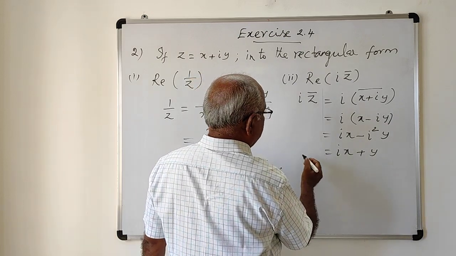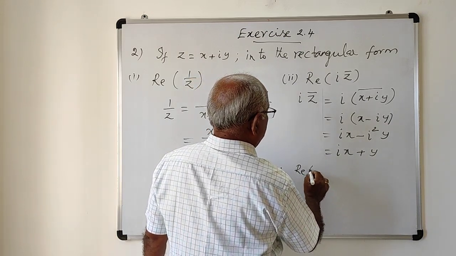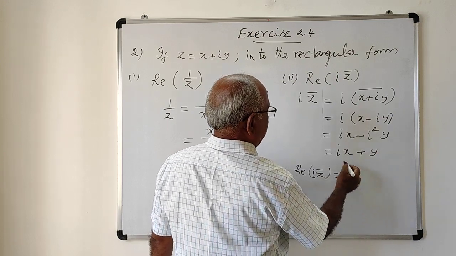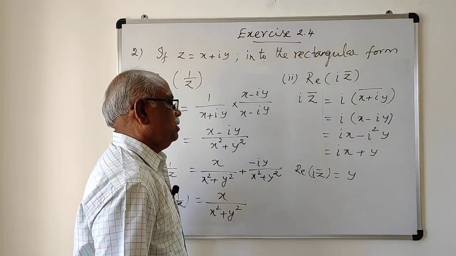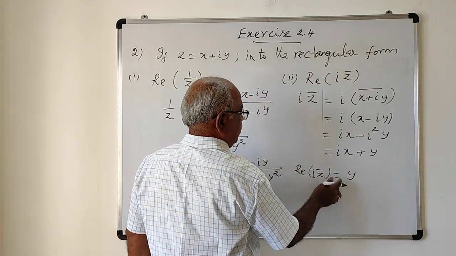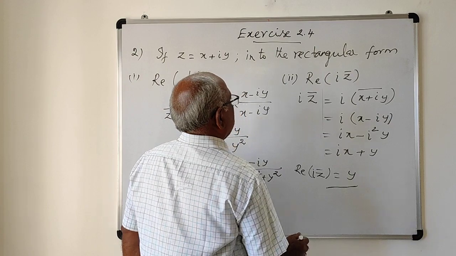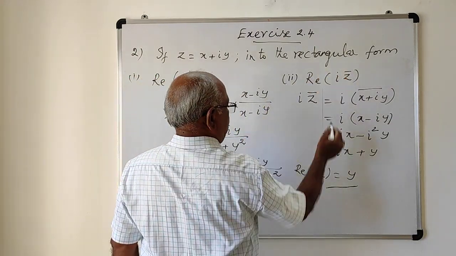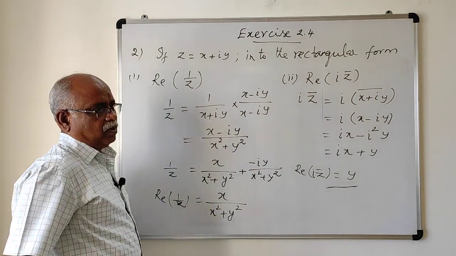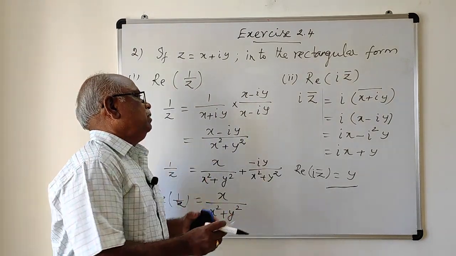So the real part of i z bar is y only, because x is containing the imaginary part, therefore the real part is y only. So second sum, real part of i z bar is y. First sum, real part of 1 by z is x by x square plus y square. That's all, there are two problems.